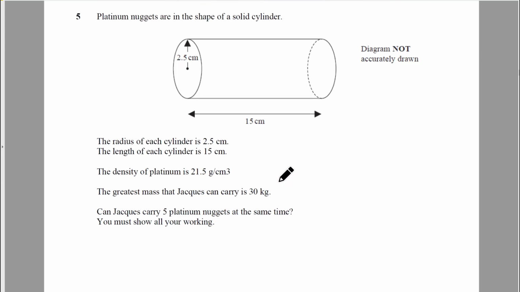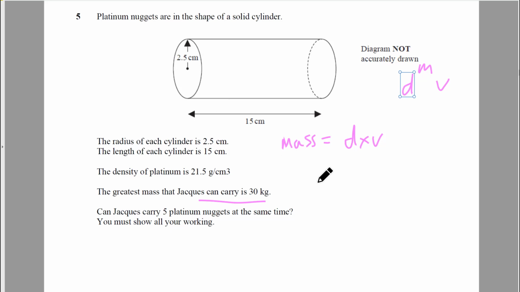Okay, question 5 now. Platinum nuggets. Okay, so it's density, mass, volume. That's David married Victoria. So we need to find the mass of a nugget. We want to find a mass which equals D times V, right?